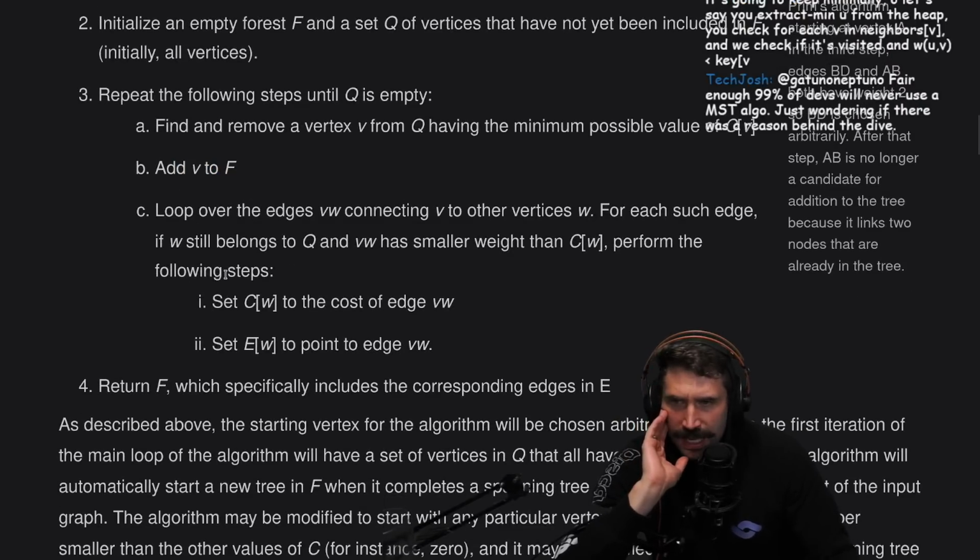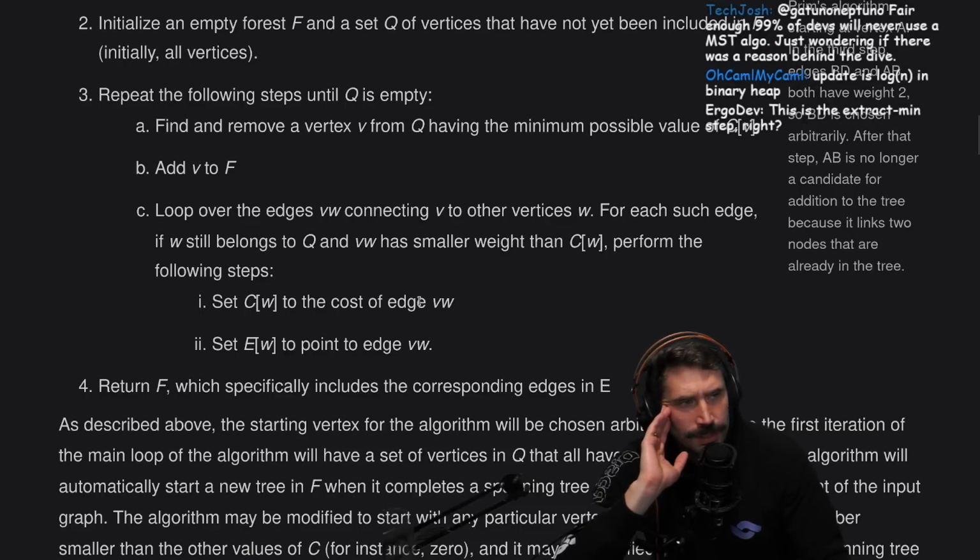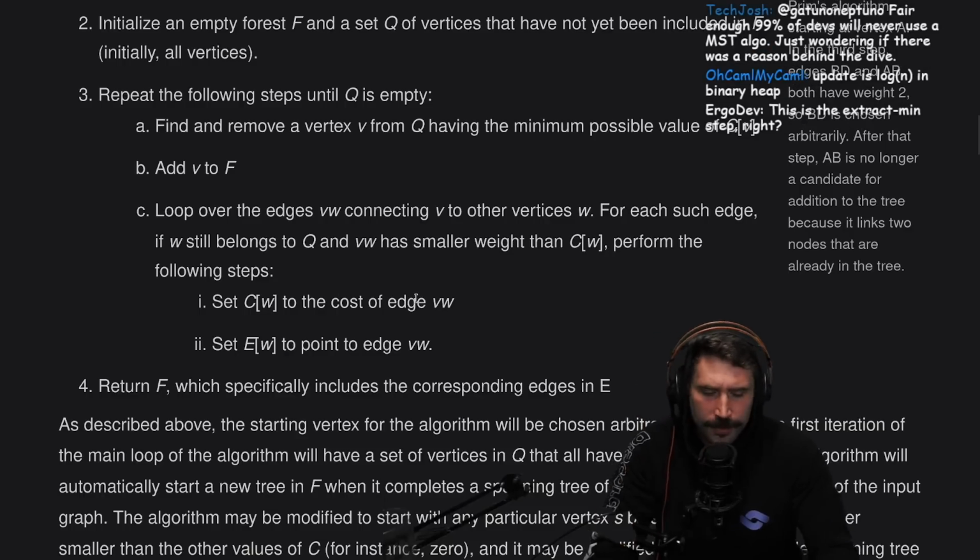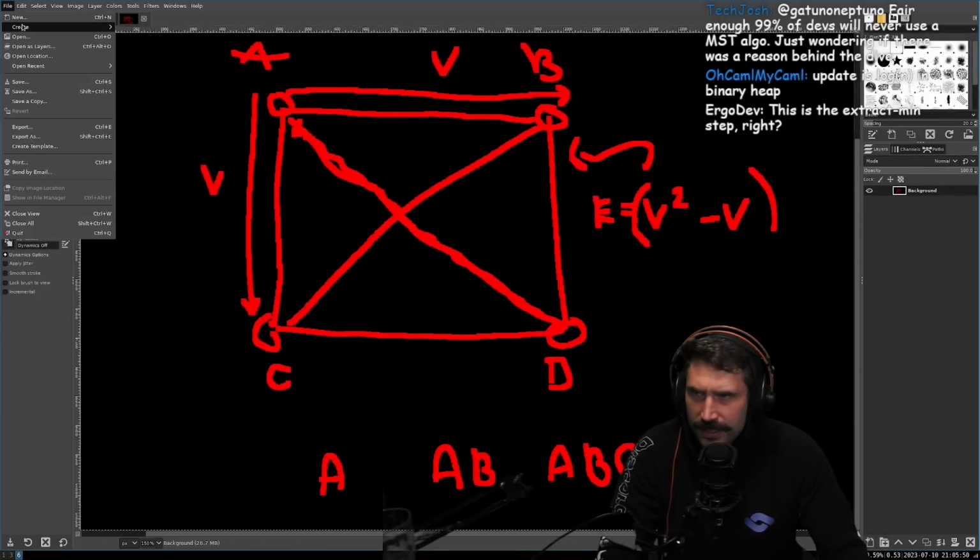All right. Add V to F. Let's see. What is update operation in a heap? Yeah, I know update is just log n. But just to make sure I understand update.